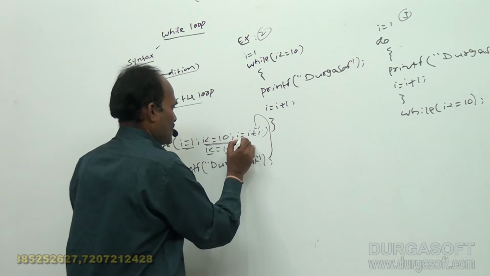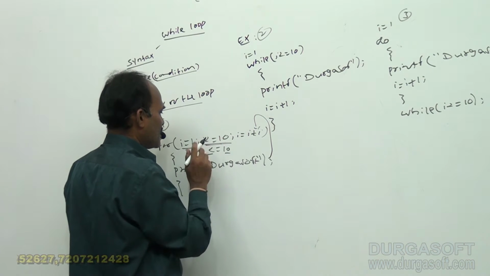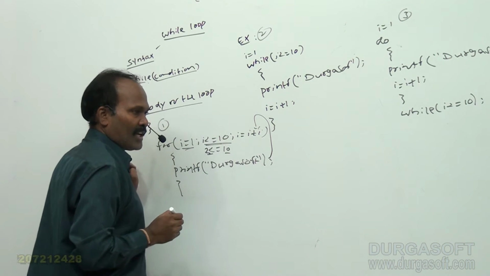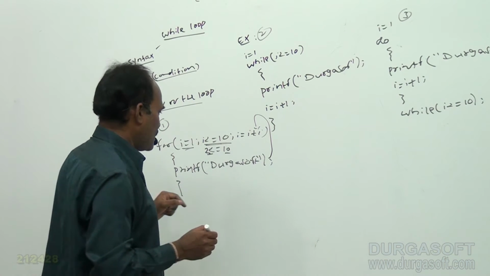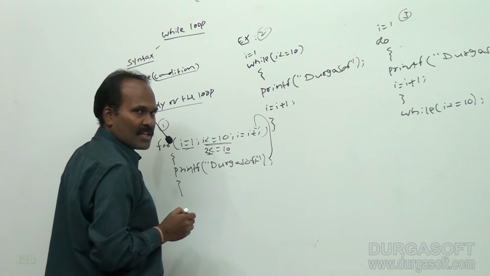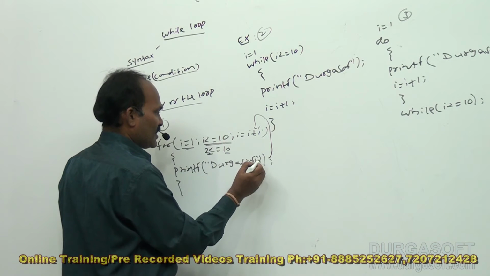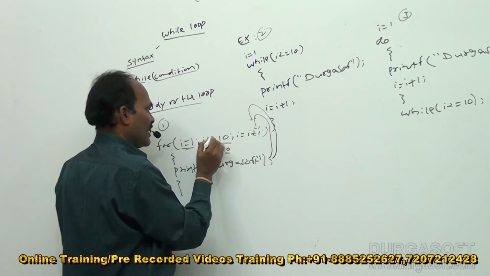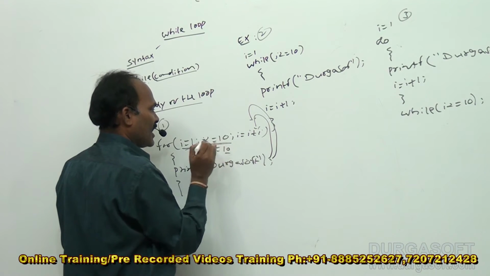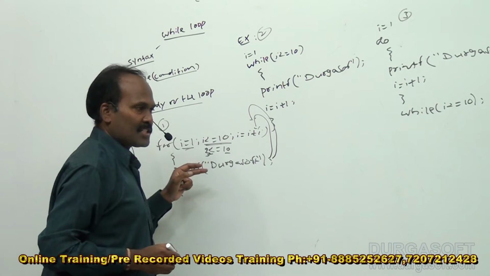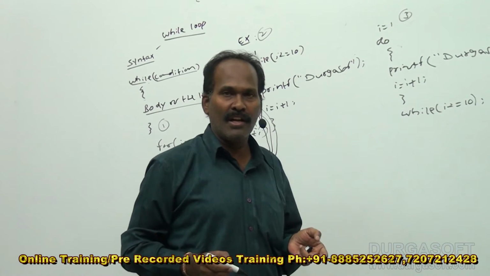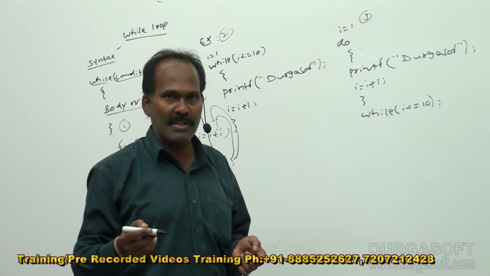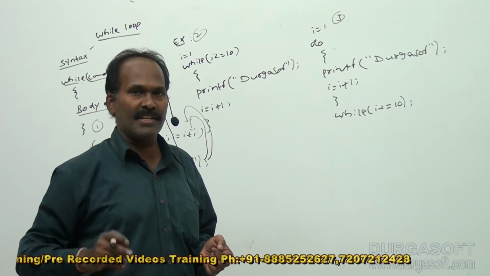After execution of I equal to I plus 1, it checks the condition once again: is 2 less than or equal to 10? Since 2 is less than or equal to 10, the message DURGASOFT is printed for the next time. After printing, incrementing is done once again. Next, condition checking, incrementing, condition checking, incrementing, condition checking. Like this the body of the loop will be executed till the condition is true. Whenever the condition is false, the loop will automatically be exited.